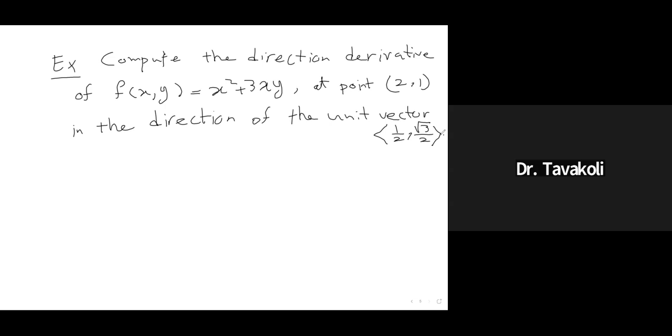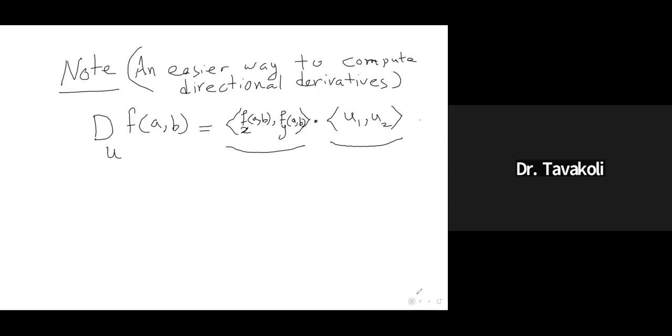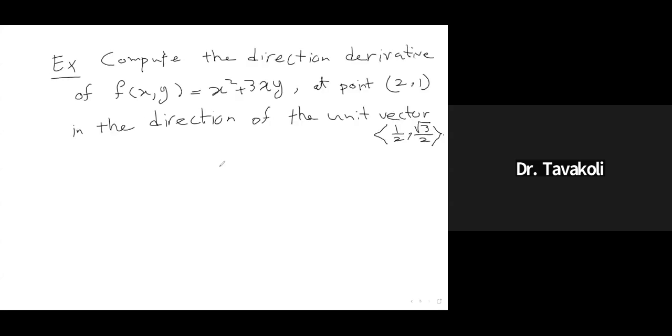So the formula that we had from the previous page to find the directional derivative is the dot product of the partial derivative of f with respect to x at the given point (2, 1), and the partial derivative with respect to y at the point (2, 1), dot product with the unit vector (1/2, radical 3/2). The number that we get at the end tells us how much will be the rate of change for this function at that point in that given direction.